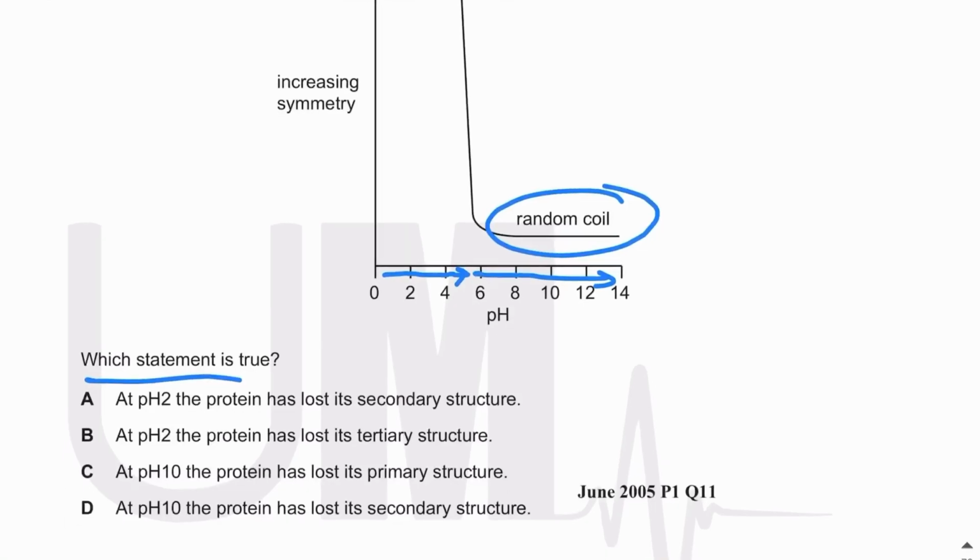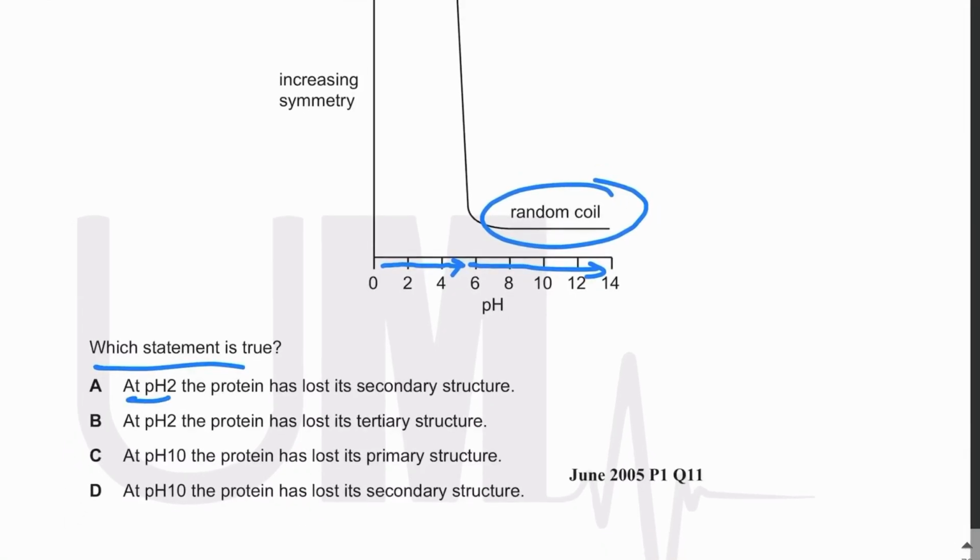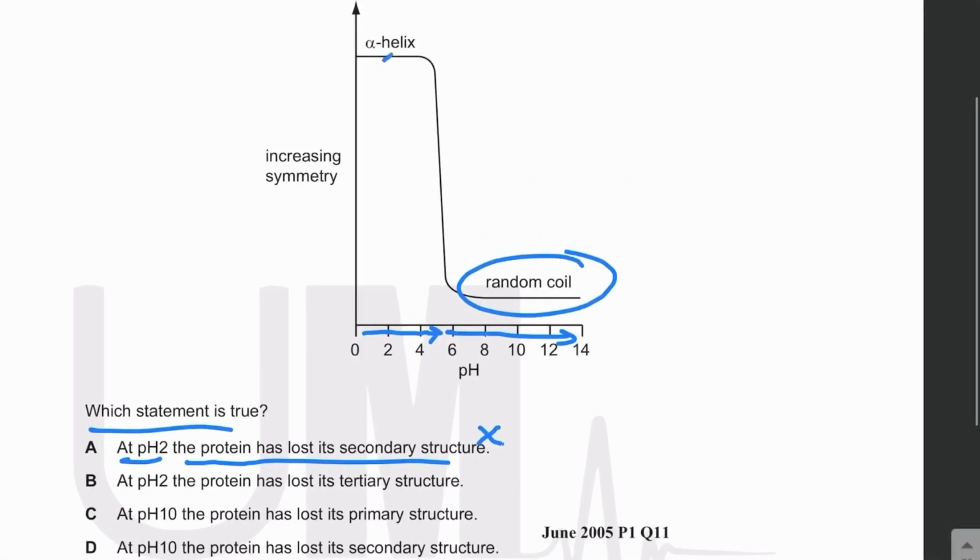So which statement is true? That at pH 2 the protein has lost its secondary structure? No. At pH 2 the protein has its secondary structure. At pH 2 the protein has lost its tertiary structure. So guys, protein does not have a tertiary structure.